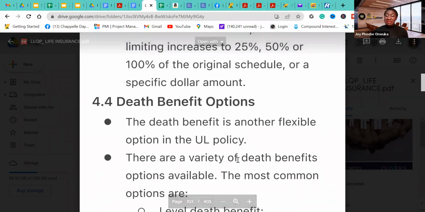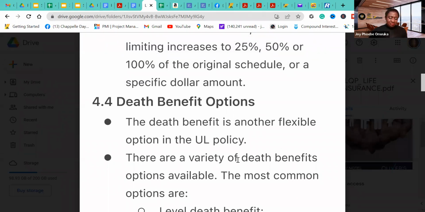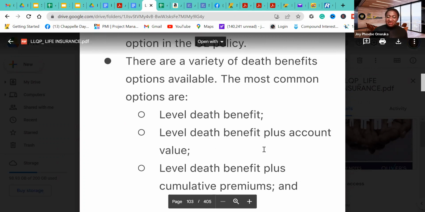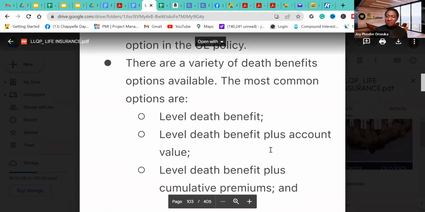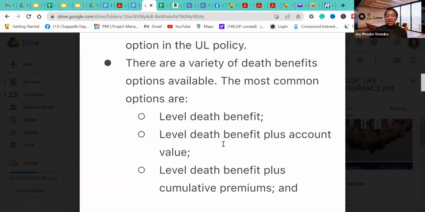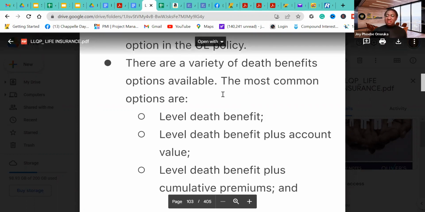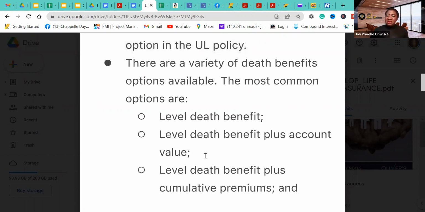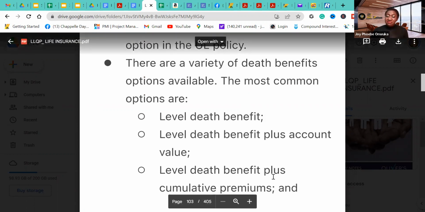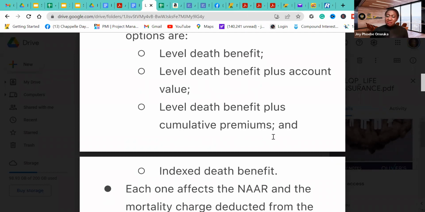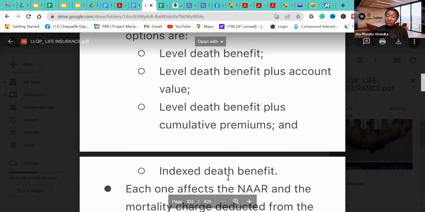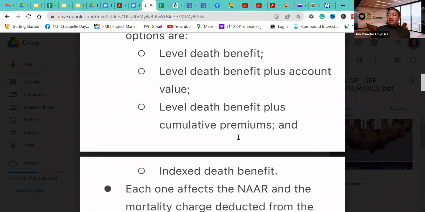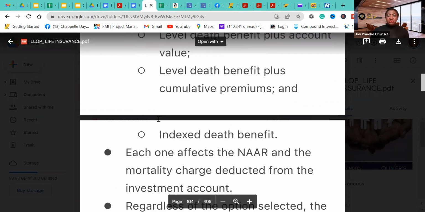Now, we are moving on to death benefit options. Okay? Death benefit options. The different ways that the death benefits are paid. Now, we have level death benefit, increasing death benefit. Do we even have any other one? So now there are a variety of death benefit options available. The most common ones are level death benefit, level death benefit plus account value, level death benefit plus accumulated premium, and also index benefit. Index benefits, do we have that one in Canada? That should be IUL, right? Anyways, we'll see. So they are giving us four here.